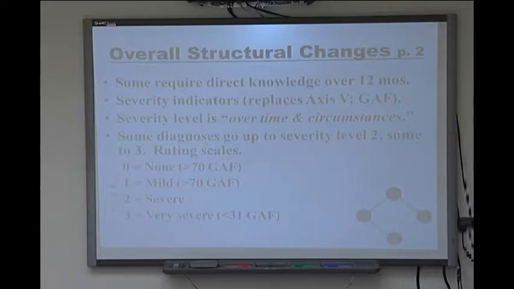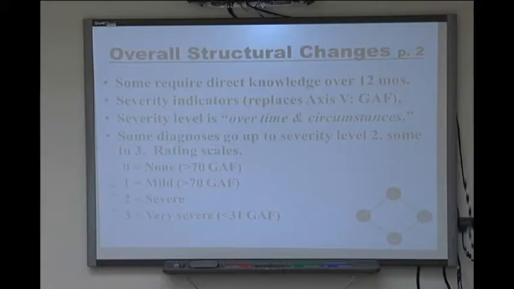You're going to be giving severity indices, which is in essence replacing axis 5 of the GAF. It's no longer called the GAF, it's now a severity scale. So for every diagnosis, you're going to be giving a number, and just in case that was too simple, some of the diagnoses have severities that go up to level 2, and other diagnoses have severity levels that go up to number 3. Okay?